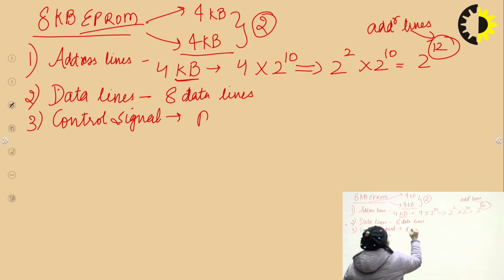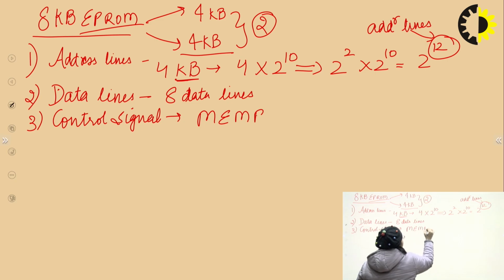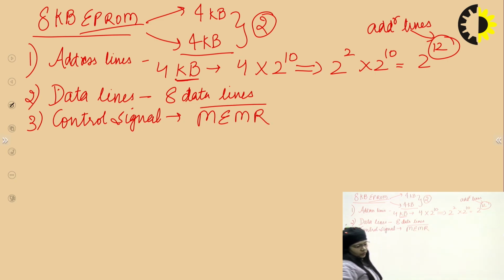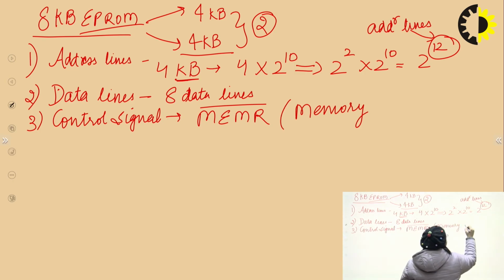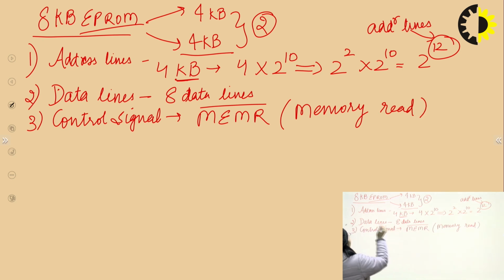So it will be memory read. It is an active low signal, that is why it is written here. I can also write it like this. For more clarification, memory read. So this is for 8 KB.